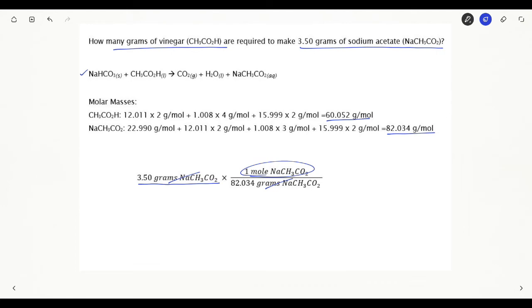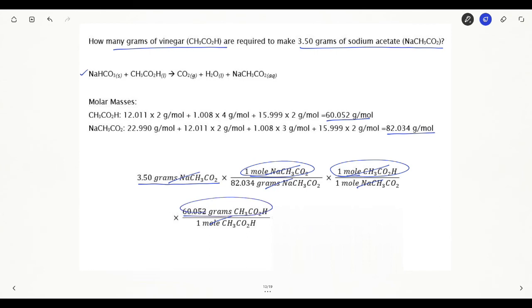I'm ready to use my mole ratio to convert to a different molecule, in this case vinegar. So my moles of sodium acetate cancel. Here are my moles of vinegar. Of course, the problem did not ask for moles of vinegar. It asked for grams of vinegar. So I need my molar mass of vinegar to then convert my moles of vinegar into grams of vinegar. I put this all in my calculator. Here is the number I get from my calculator. But of course, I need to round to the correct number of sig figs. So if I round to the correct number of sig figs, I'm going to get 2.56 grams of vinegar.